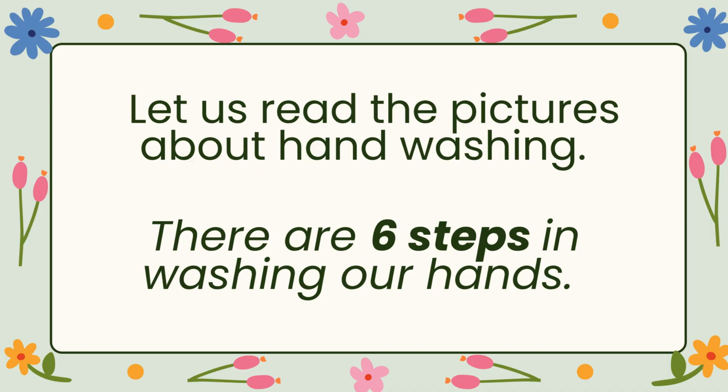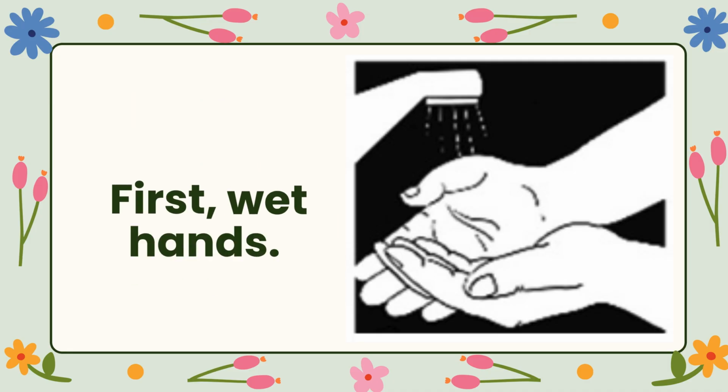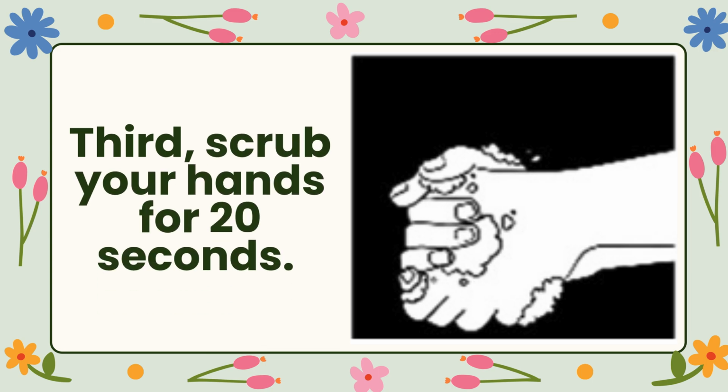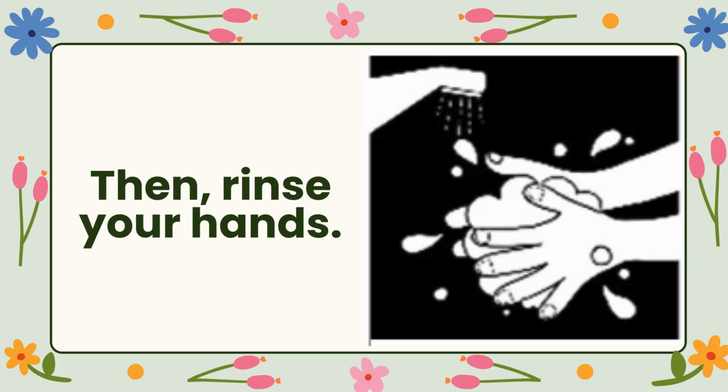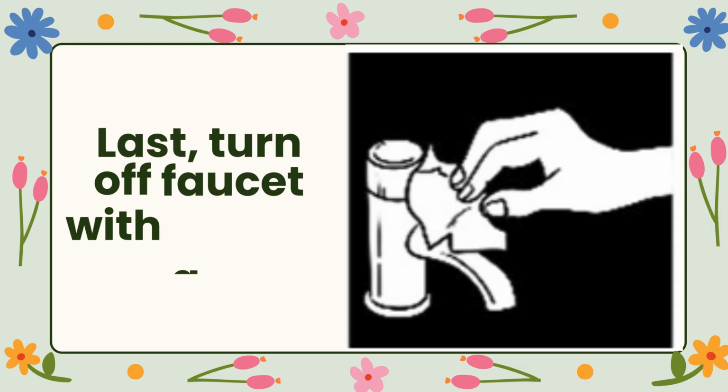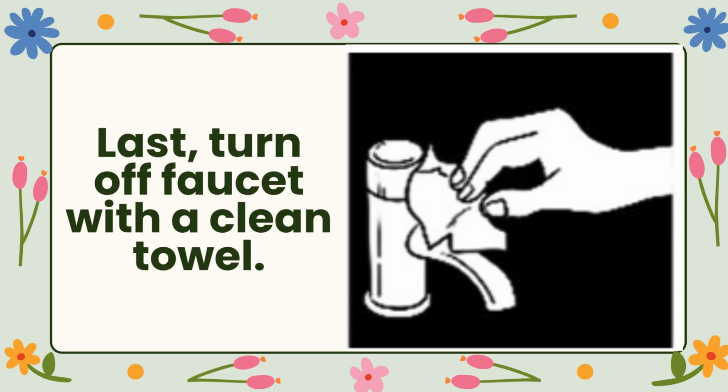Let us read the pictures about hand washing. There are 6 steps in washing our hands. First, wet hands. Second, apply soap. Third, scrub your hands for 20 seconds. Then, rinse your hands. Next, dry your hands with clean towel. Last, turn off faucet with a clean towel.